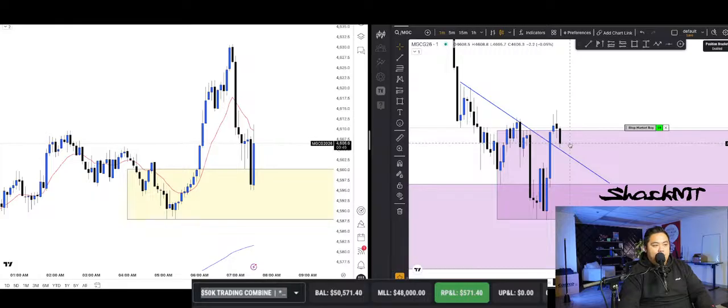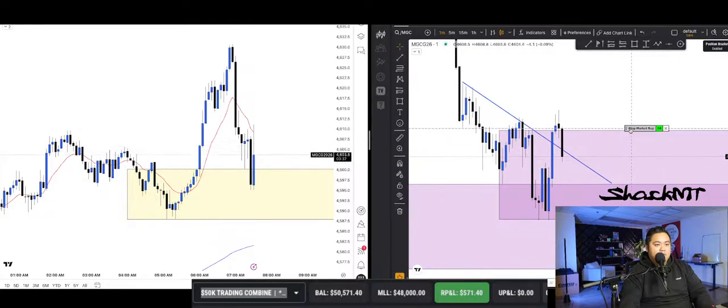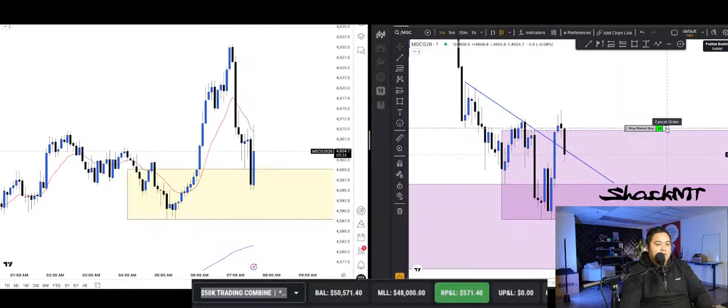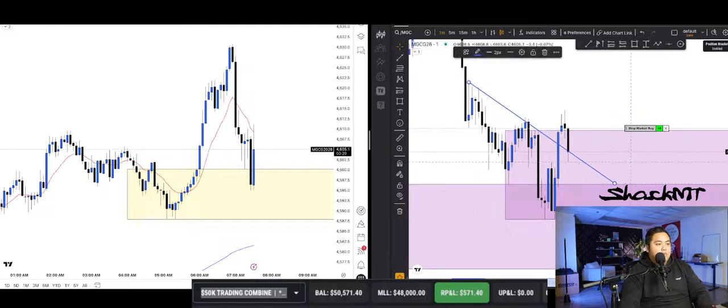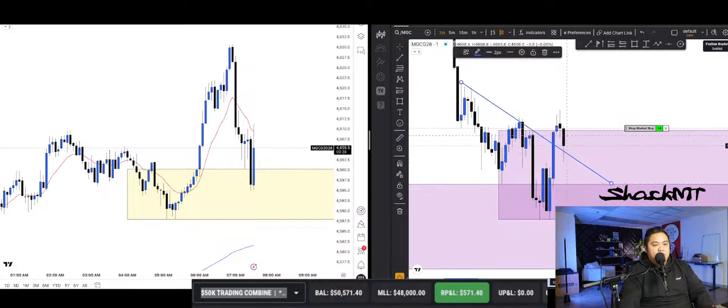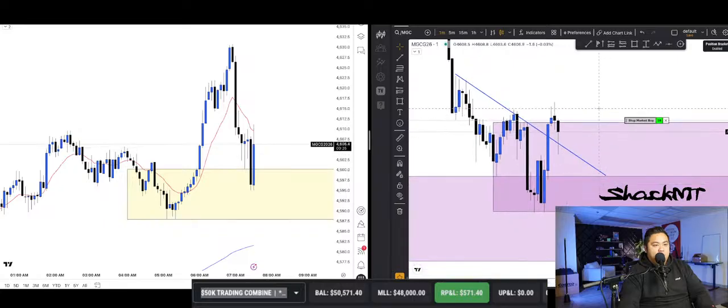Again, this is just combine, guys. Combine. I am not trading express accounts. We have 30 seconds left. If this candle flips, it's going to enter, tag me in.